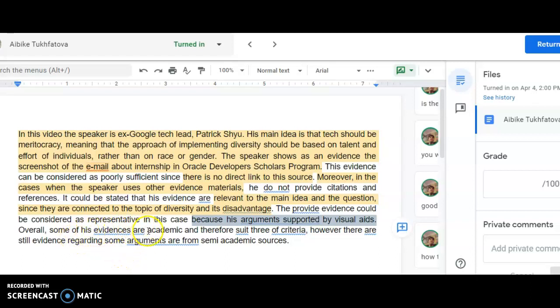And here, when you say that the evidences are academic and therefore suit the three criteria, again, the evidence can be academic. That does not automatically make it relevant, representative, or sufficient. It could be non-academic, and it could still be all these three things. So again, whether it's academic or not, that does not automatically make us conclude whether it's sufficient, representative, relevant, or not. Okay. So here, it's okay to mention that they are academic sources, and this would be good material. All of this would be good material for your identification paragraph, right?